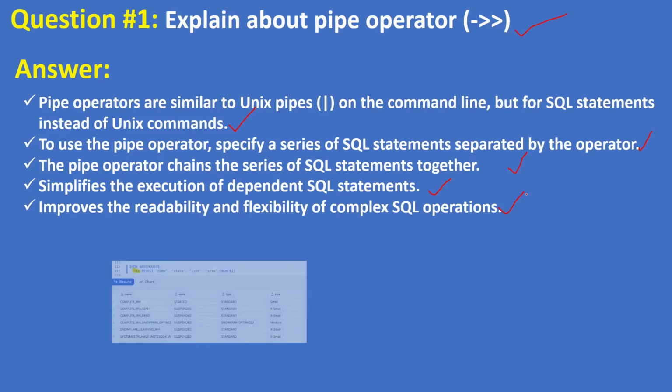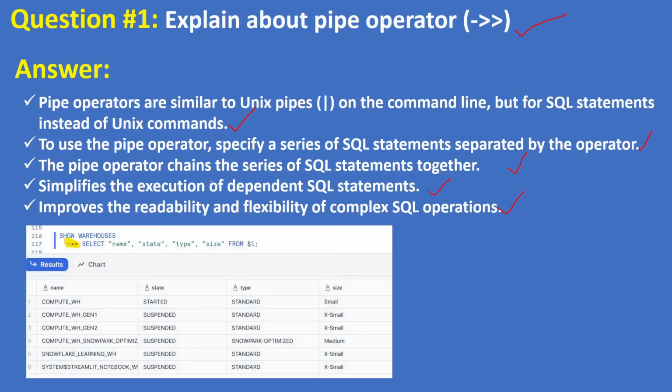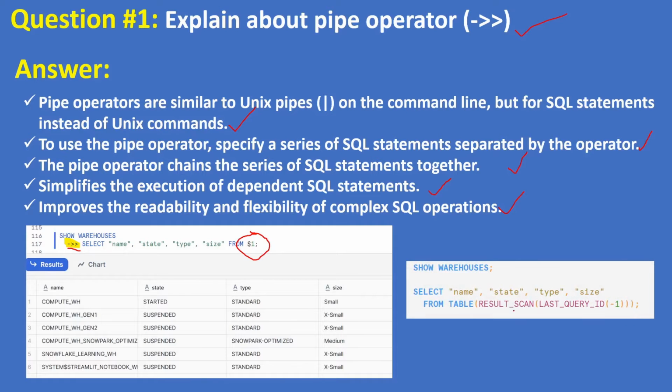For example, show warehouses can be piped directly into a select statement using $1 to reference the result. This is a more compact and readable alternative to using result scan of last query ID -1. This is a great feature for quick explorations or for chaining complex analytical steps in your procedures.